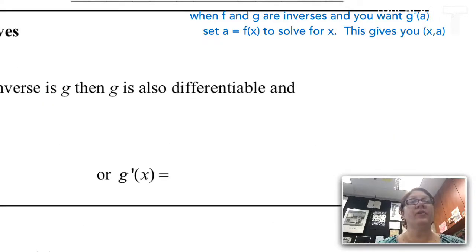So here's my summary. If f and g are inverses and you want the slope at a, you're going to take a, because that's the y value for f of x, and you're going to set it equal to f of x and then solve for x. And that'll give you the point x comma a, which is on f of x.